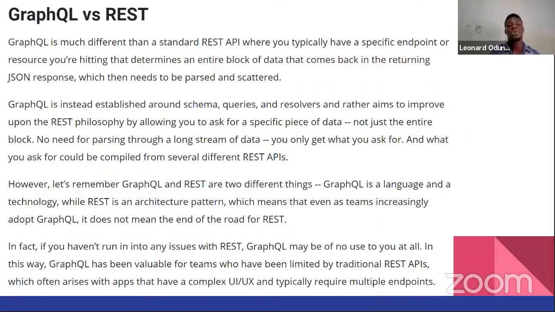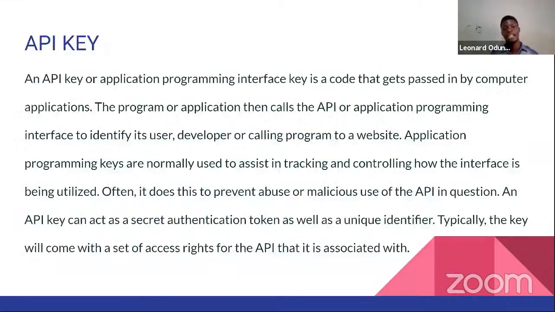Now, moving on, I would like to talk about the API key. The API key is an extremely important part of programming. It's basically a code that gets passed around by computer applications. The program or application calls the API to identify its user, developer, or calling program to a website. So the API key is basically a form of authentication token.